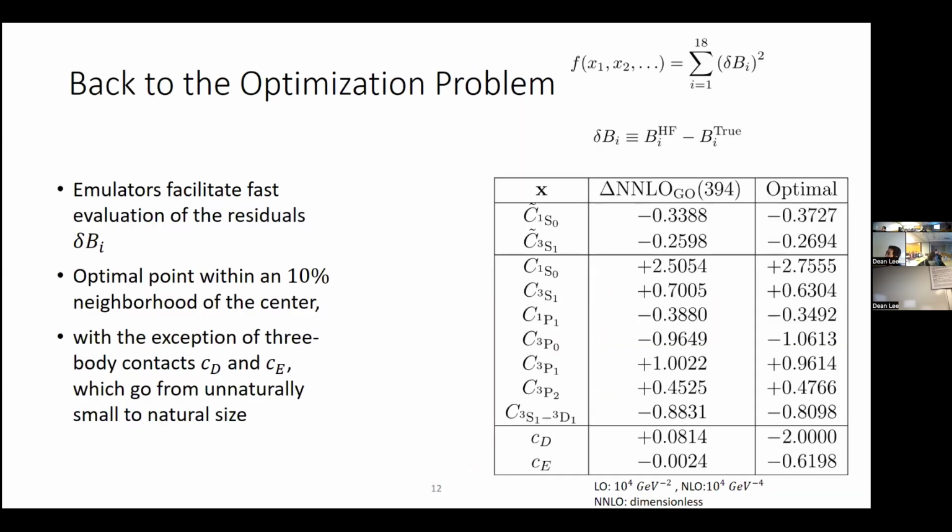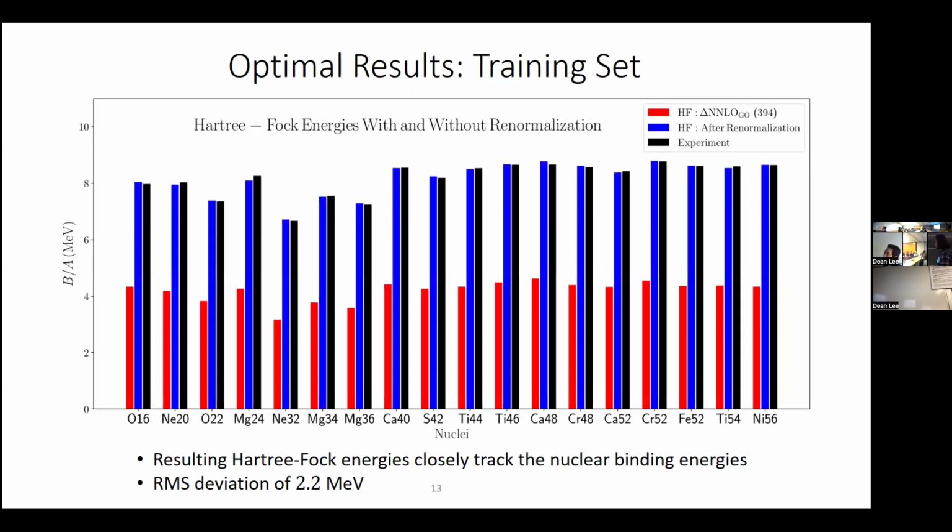So at this optimal point, we can now go and ask what is the objective function? What do these residuals look like? And that is what we're looking at in this plot. Along the x-axis, we have these 18 nuclei, which are being optimized over. Along the y-axis, we're looking at binding energy per nucleon in units of MeV. And for each nucleus, the black bar, the third bar for each nucleus, represents the experimentally known binding energy per nucleon. And the red bar represents the Hartree-Fock energy at that red dot at the center we looked at.